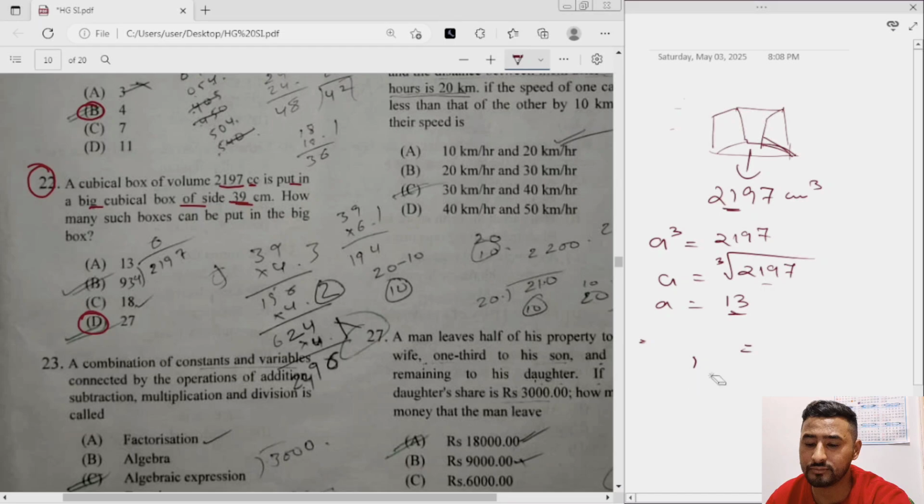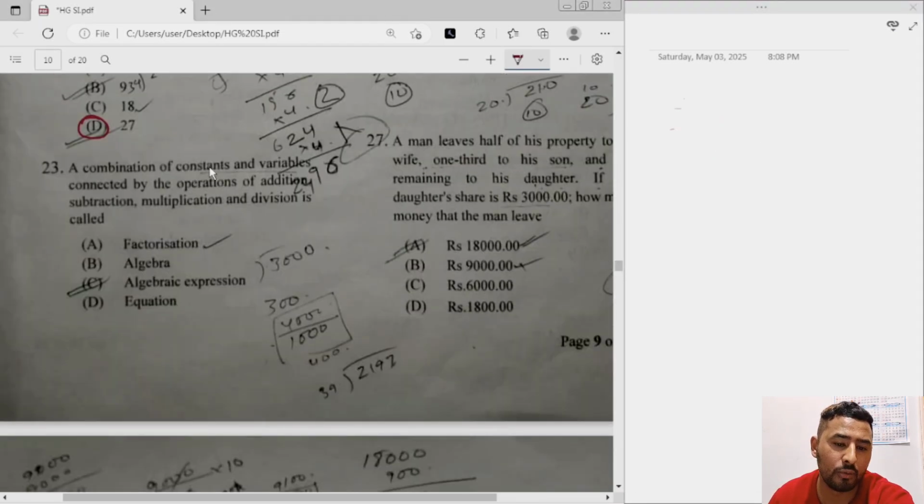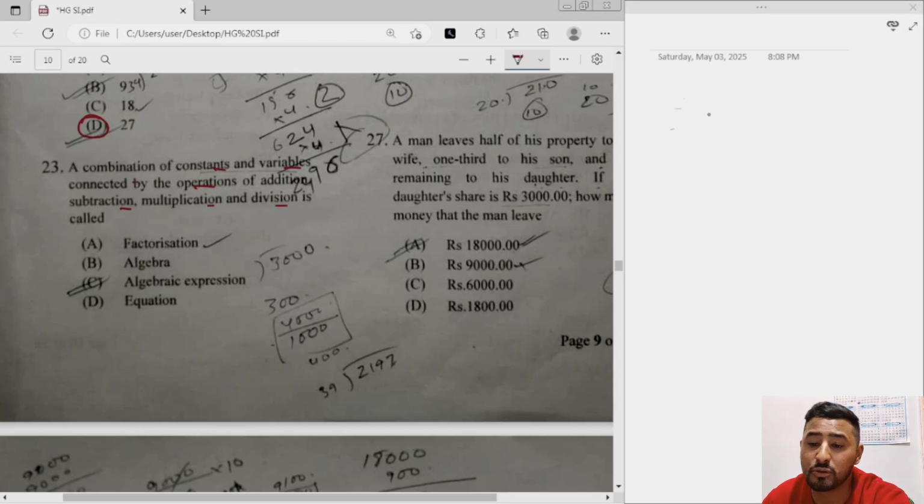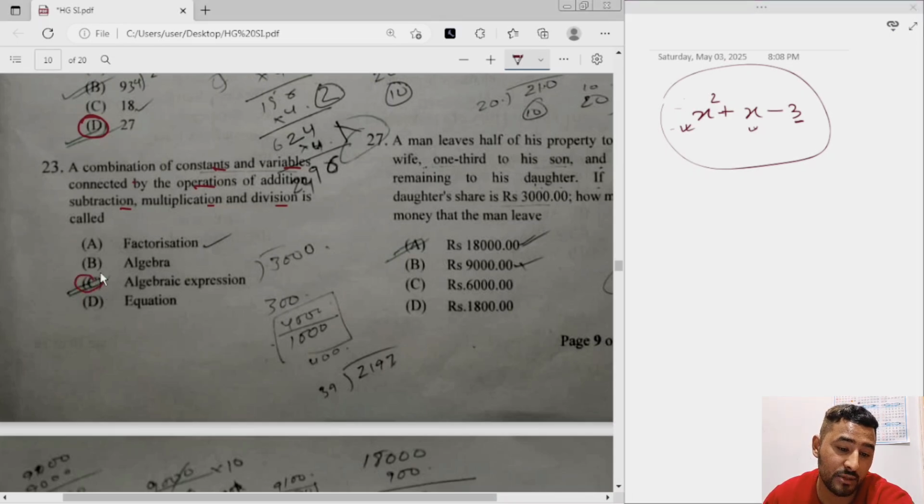Let's go next. Question number 23. A combination of constants and variables connected by the operations of addition, subtraction, multiplication, division is called as what? So see, suppose there's a variable, say x squared plus, then you also have constant numbers with operations. Say plus is an addition, or you can do x plus 3, right? In this, x is a variable, this plus, or I can also take minus here, and this 3 is a constant number. So this all makes an algebraic expression.